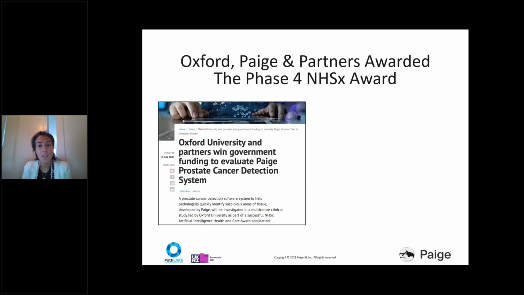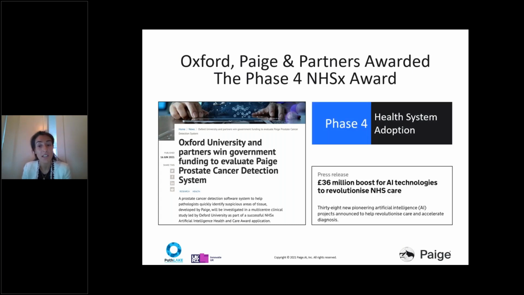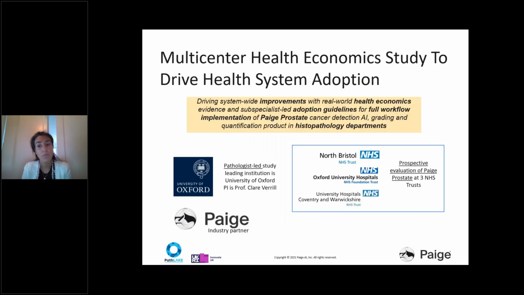So I'd like to add that Paige Prostate will be studied prospectively in a pathologist-led study as part of the NHSX Phase 4 award, something we're very proud of. And the study will measure real-world health economics to drive system-wide adoption across the NHS. This is led by the University of Oxford under Dr. Claire Verrill, who's incredible. And at Paige, I'd like to conclude that we're committed to creating and designing and understanding how products work better with the pathologist, not simply generating standalone data. This is our driving philosophy, and this should be the driving philosophy of the field overall.